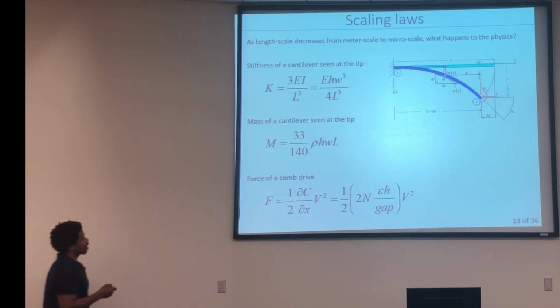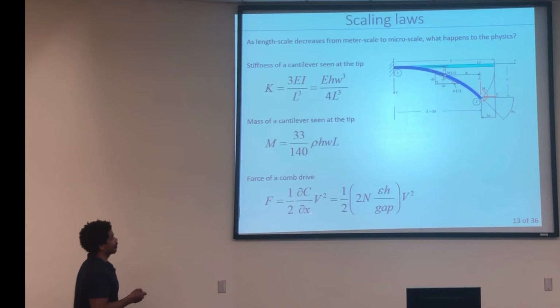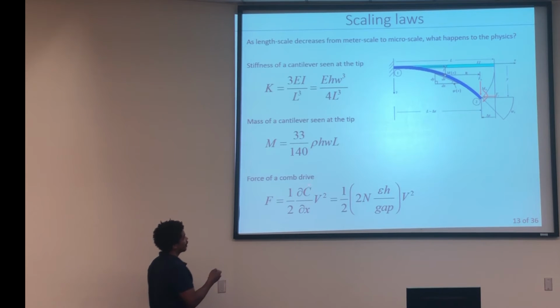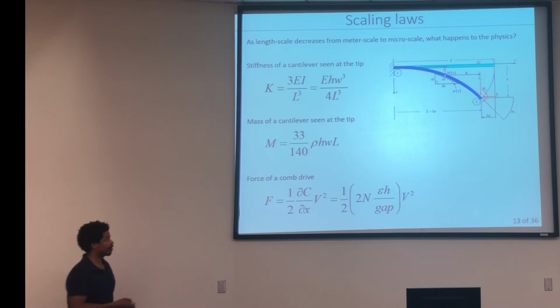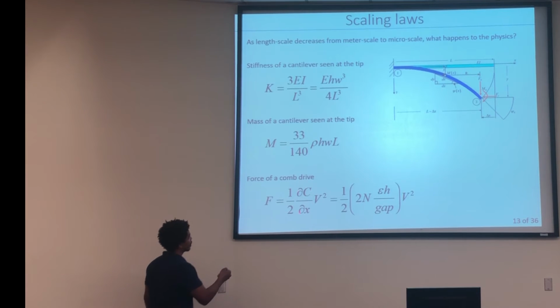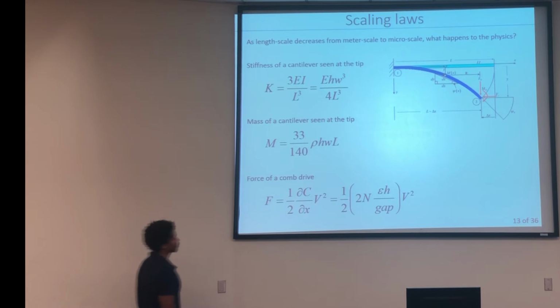The force of the comb drive, you can get this from Maxwell's equations. Basically, it is 1/2 the change of capacitance with respect to displacement times the voltage squared over the comb drives. And this derivative right here, this partial derivative, it equals this stuff right here, if you work it all out. Okay? The 1/2 and the V squared are carried over.